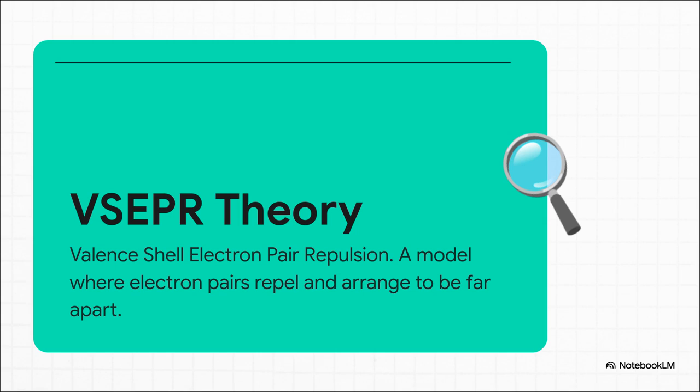Think about it. The groups of electrons around that central atom all have a negative charge. And what do negative charges do? They push each other away. They all want their own personal space. And the final 3D shape of a molecule is just the result of them getting as far away from each other as they possibly can.